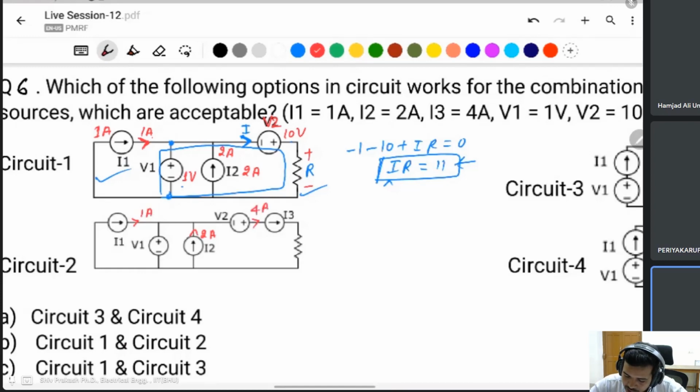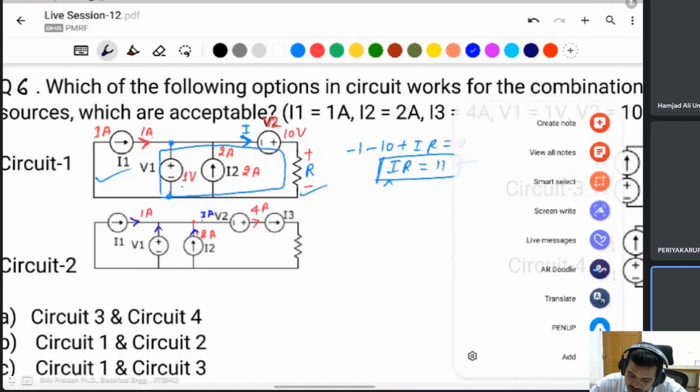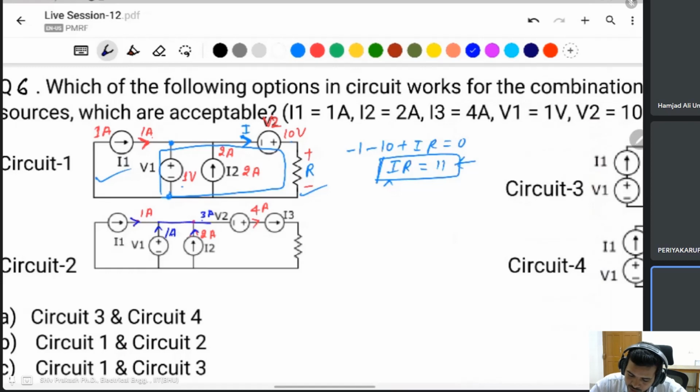Then apply KCL here. Will KCL be satisfied or not? This is the 1 ampere. This is the 2 ampere. 1 plus 2 is 3 ampere current. But the current of this branch is not mentioned. It means it may deliver a 1 ampere current also. If it delivers the 1 ampere current, then this circuit will be satisfied: 1 ampere, 2 ampere, this will be the 4 ampere. It is satisfied.